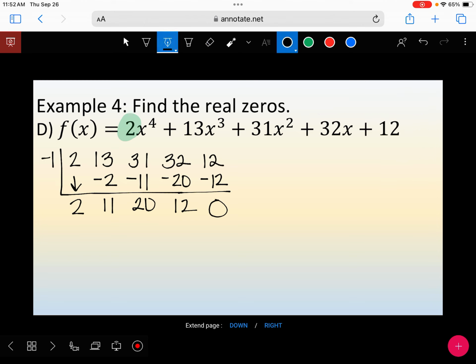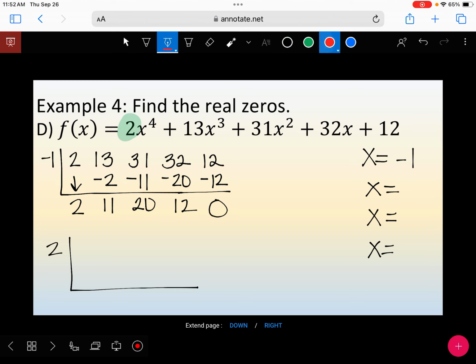So we got 4 solutions that we're looking for. The first one we found is -1. So what should be the next number we should test? 2. Let's test 2. This is now my new top row. So would it be 2, 11, 20, and 12? Go ahead and do your synthetic division.